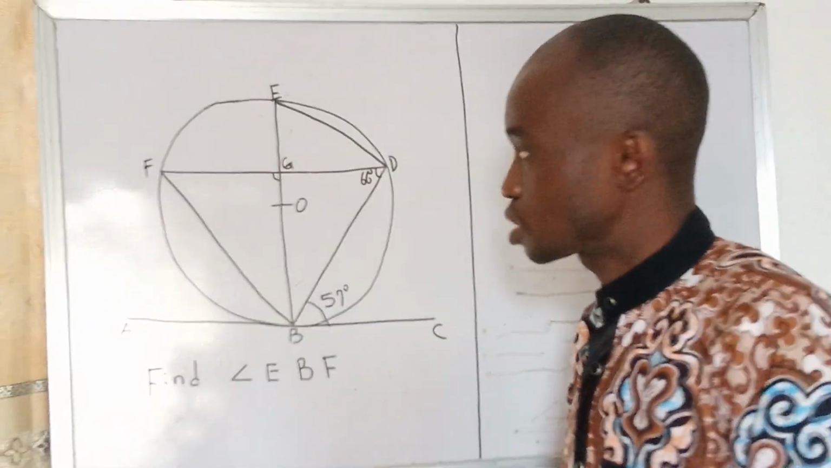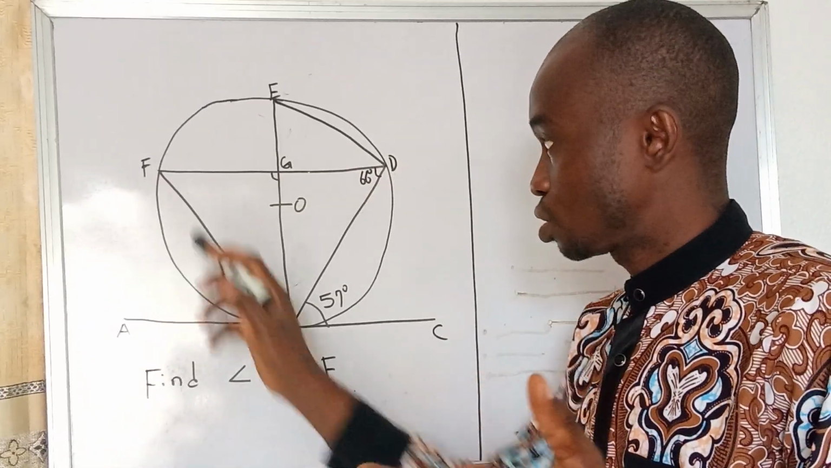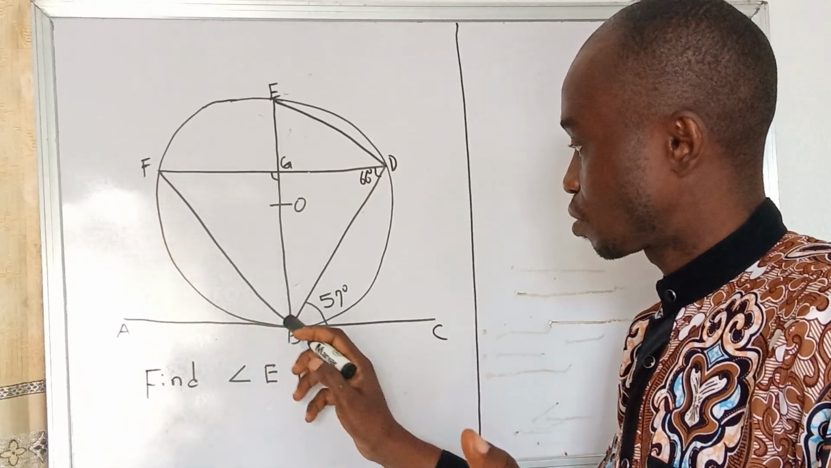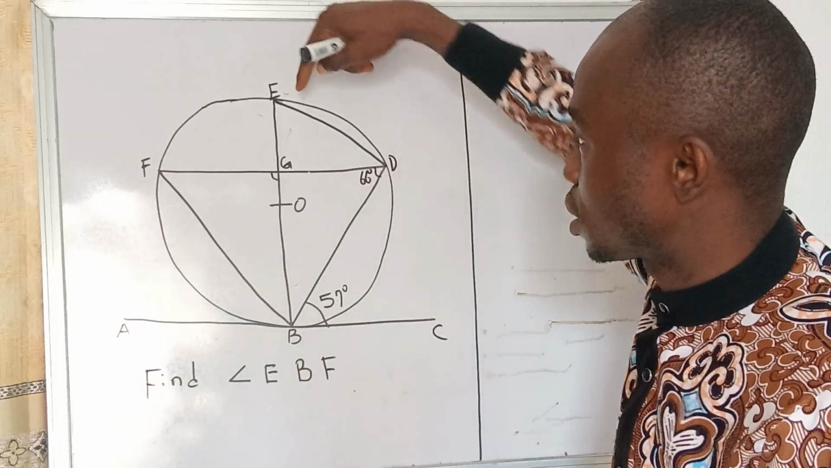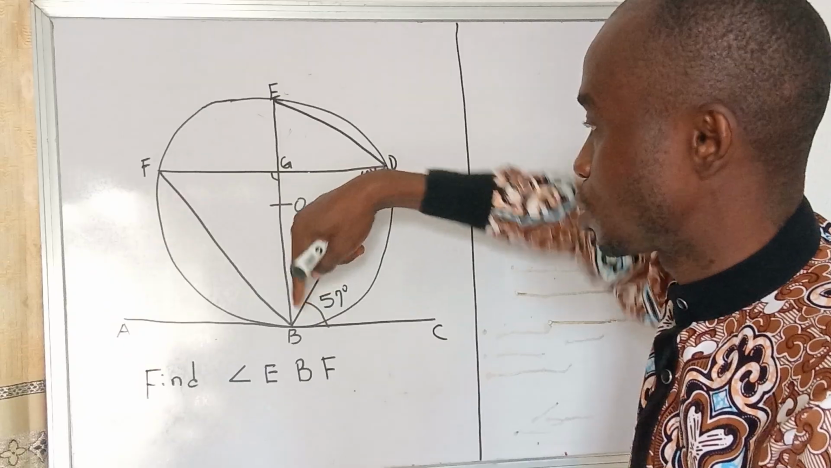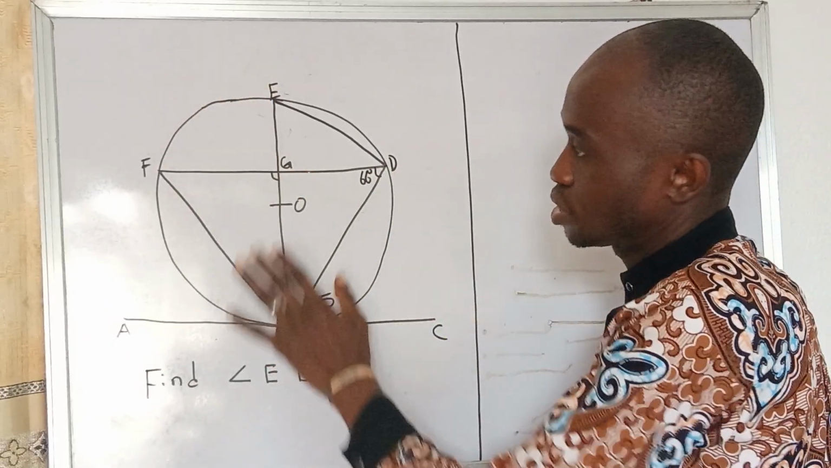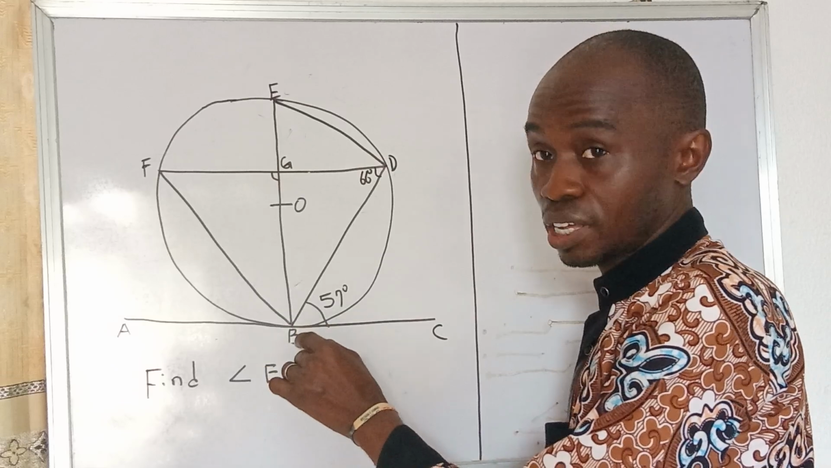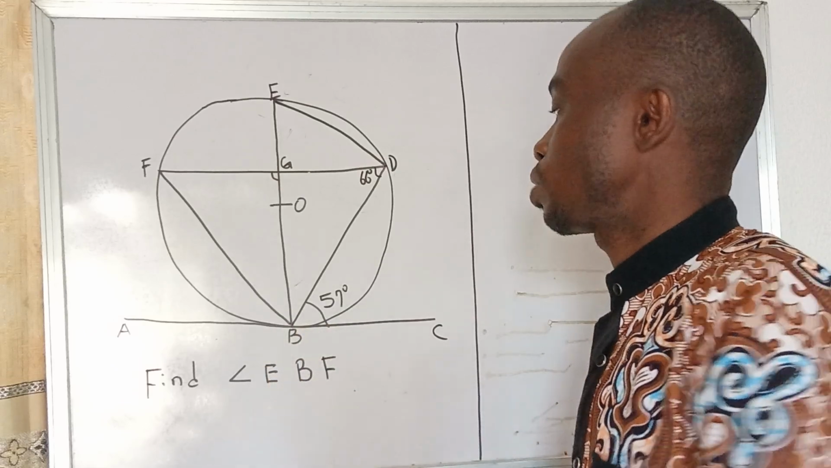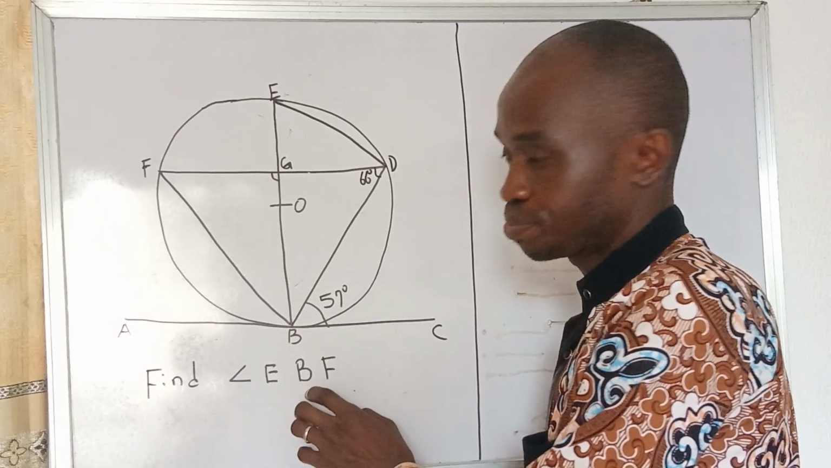Looking at this, if you can use your imagination and trace the lines, this is the line from F towards B, and this is the line from E towards B. So we are looking at this very shape, at this very angle. Do you get the point now? All right, so let's solve for angle B.